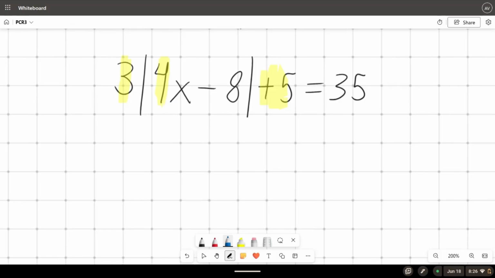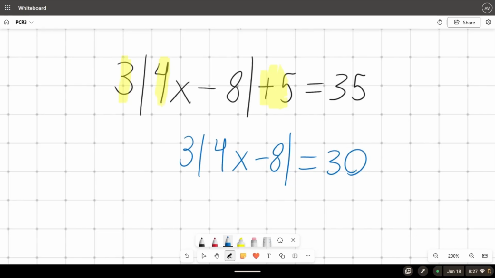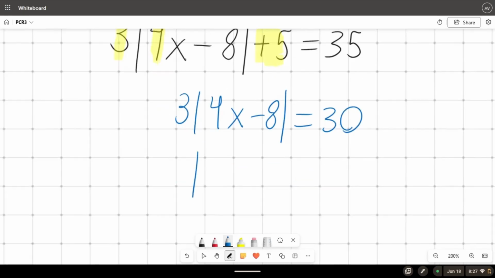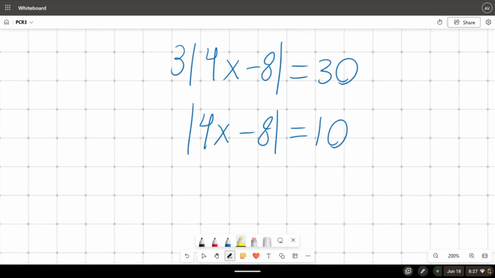I'm going to write out each step, and I'm not going to show the minus 5 to each side, but by showing each step, you should be able to tell if you're looking over my work. So when we subtract 5 from both sides, we get 3 times the absolute value of 4x minus 8 is equal to 30. Then we divide both sides by 3, and we get the absolute value of 4x minus 8 is equal to 10. Now it's time to deal with our 4.